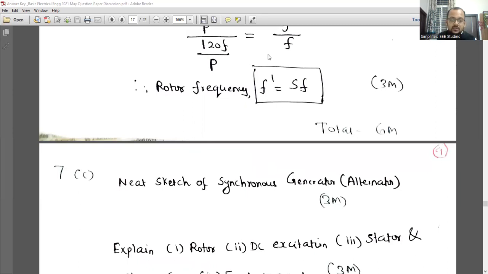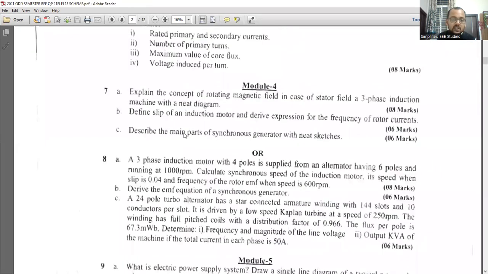Moving further, as you can see, the third question: describe the main parts of synchronous generator with neat sketches. It has a weightage of 6 marks. You know, synchronous generator is nothing but an alternator, correct? So how to proceed further? You need to know the working of alternator. Alternator also operates based on Faraday's law of electromagnetic induction. Without Faraday's law, no electrical engineering. That's my opinion. So definitely we are thankful to Michael Faraday.